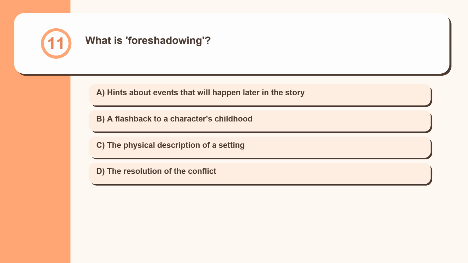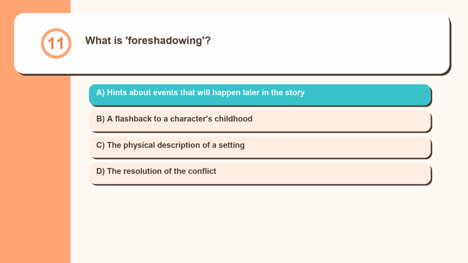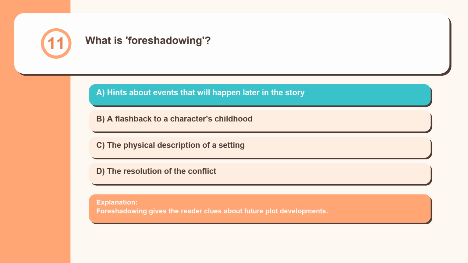Question 11. What is foreshadowing? Hints about events that will happen later in the story. A flashback to a character's childhood. The physical description of a setting. The resolution of the conflict. Foreshadowing gives the reader clues about future plot developments.